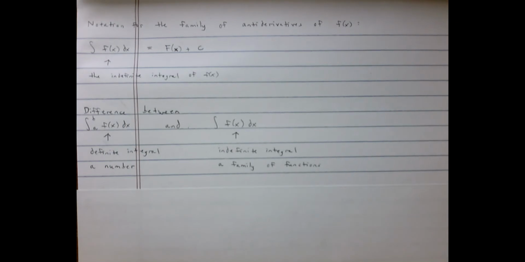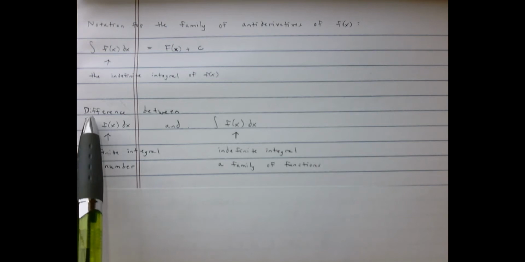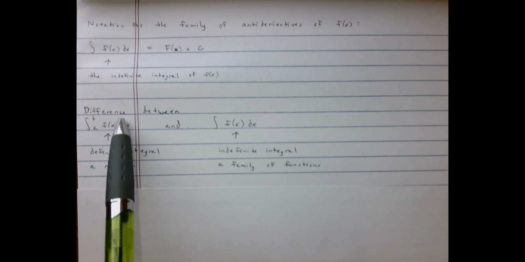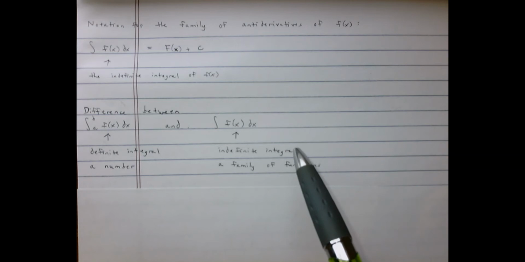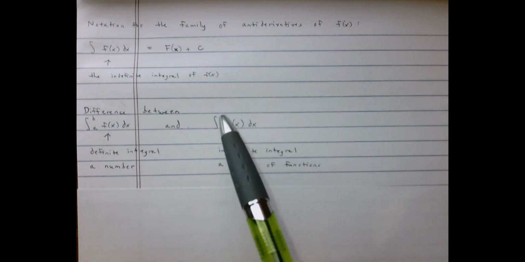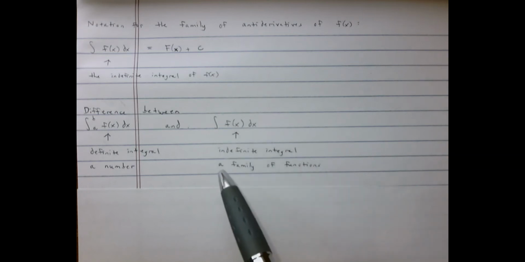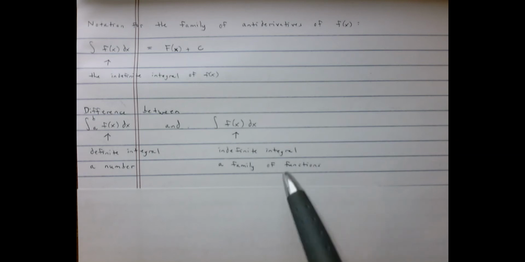So we should talk about the difference between the definite integral and this indefinite integral. With the definite integral, you do specify the limits of integration from a to b in this case, and you always get a number when you evaluate this. Whereas with the indefinite integral, where we're leaving off the limits of integration, you get a family of functions.